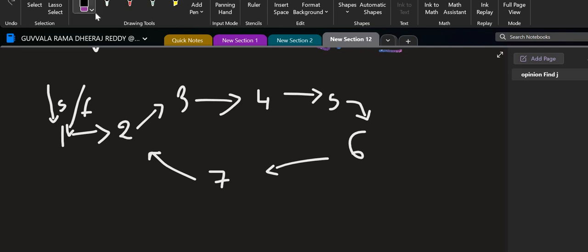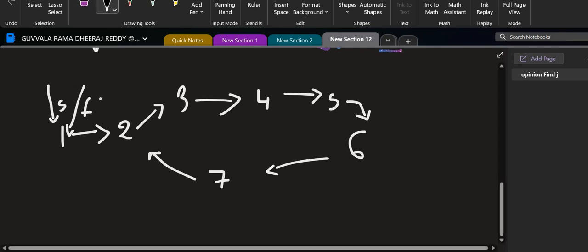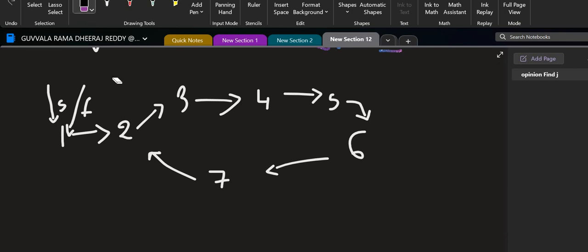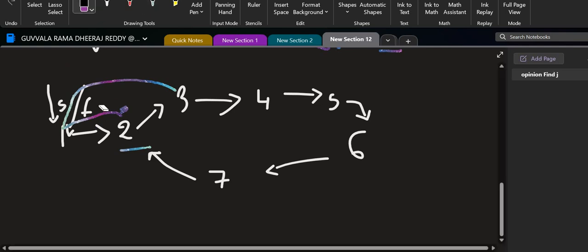Now, what I am going to do is, the slow pointer will move one step forward, and the fast pointer will directly jump two steps. It will directly skip the next node. The slow pointer will go to here, and the fast pointer will skip this and go to here. Right? Okay, let's see now.